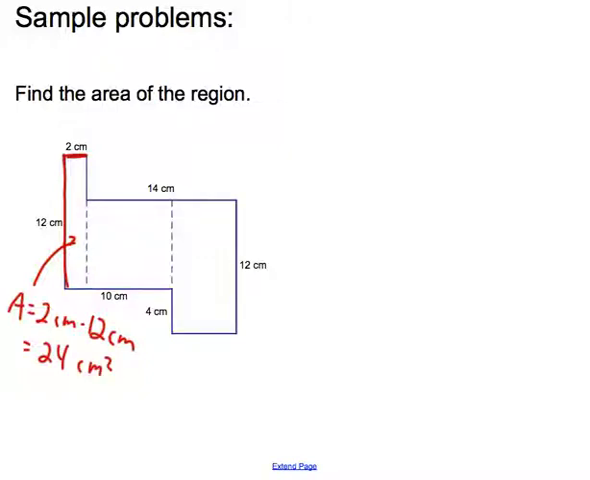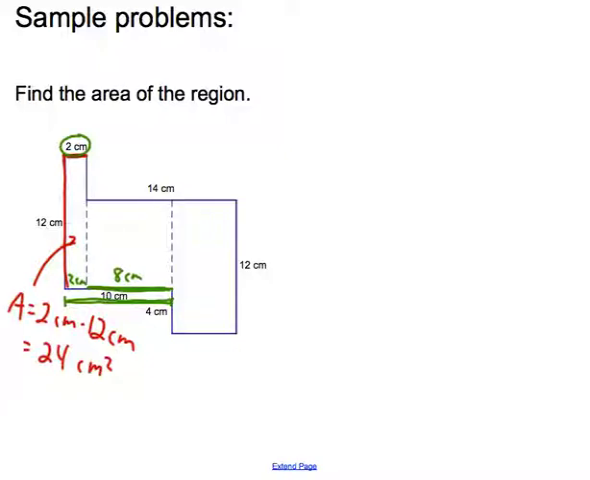The rectangle in the middle is a little trickier because it looks like this should be 10. But notice 10 is the entire distance all the way across. This is 10. So what's this? What we saw up here, we have 2 centimeters. This part has to be the same. So if the whole thing is 10, this part's 2, that leaves us with 8 centimeters right here.